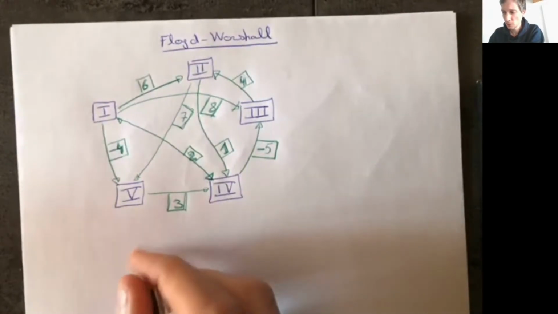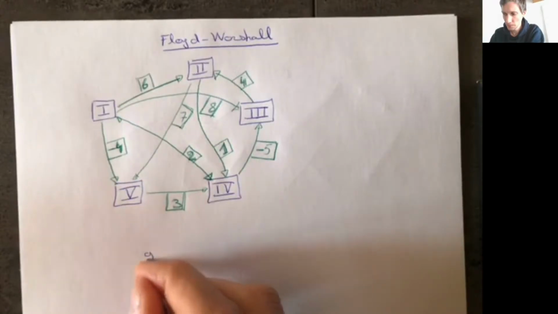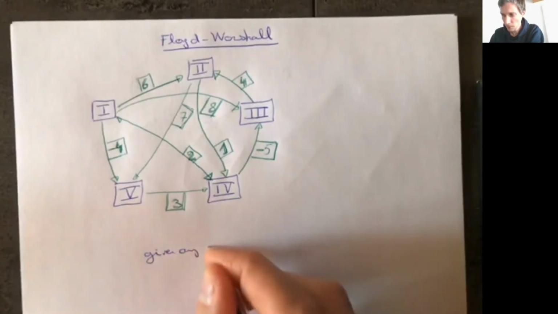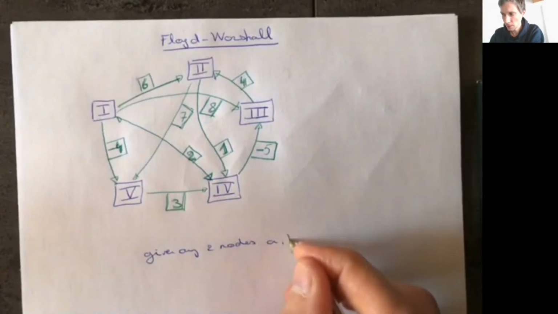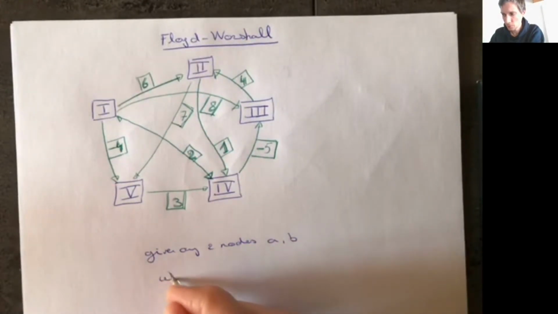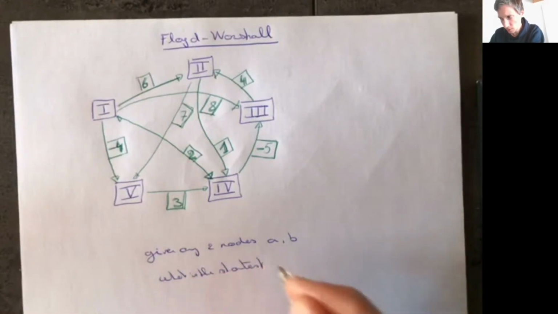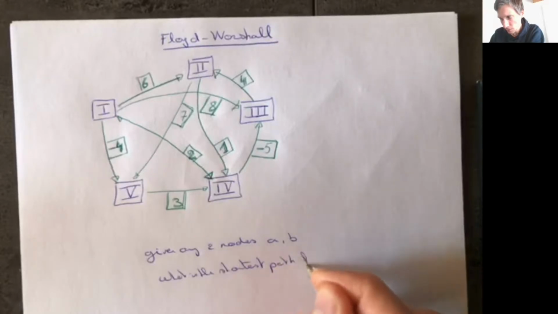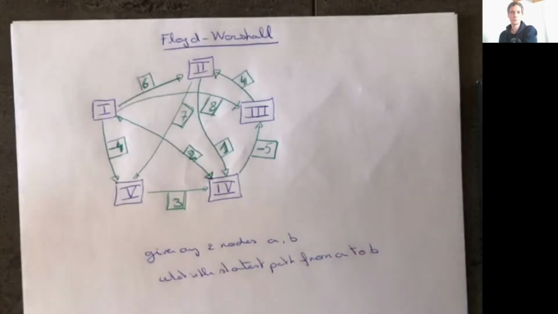So you take any two nodes, let's say A and B. So the question is, what is the shortest path from A to B?